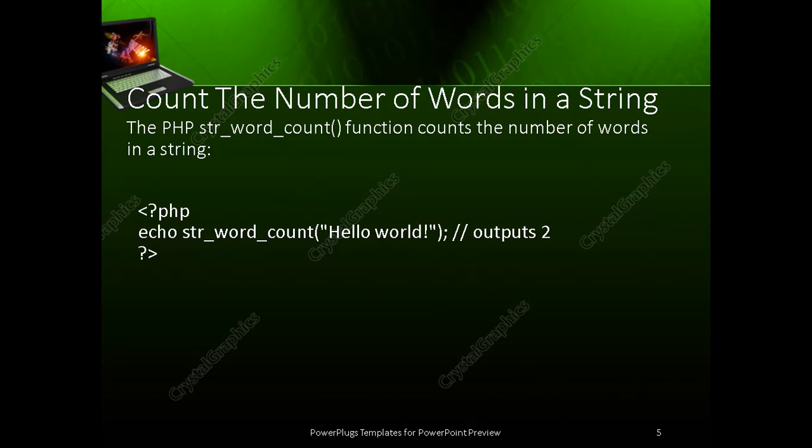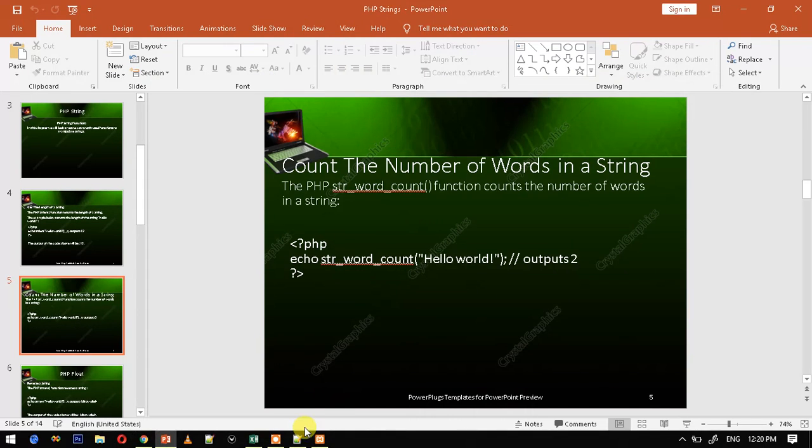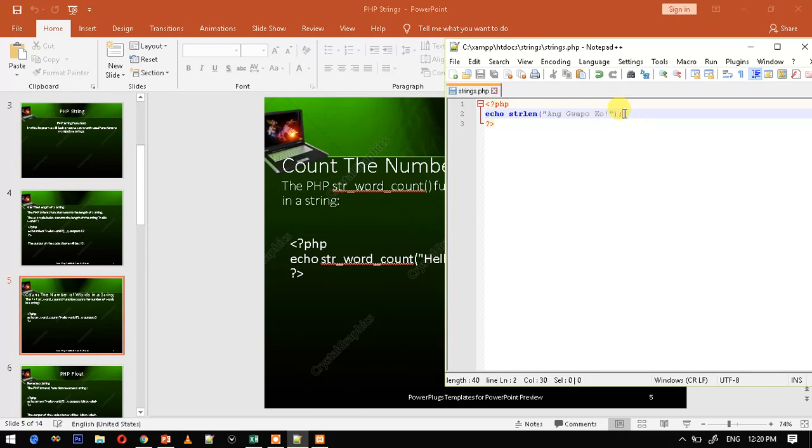Count the number of words in a string. The PHP str_word_count function counts the number of words in a string. For example, echo str_word_count hello world. So it will output 2 since there are 2 words. So let's try this out.